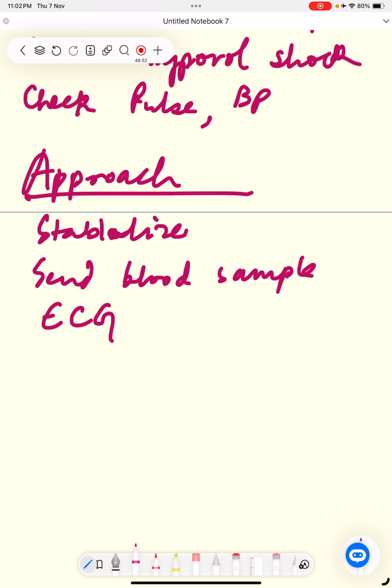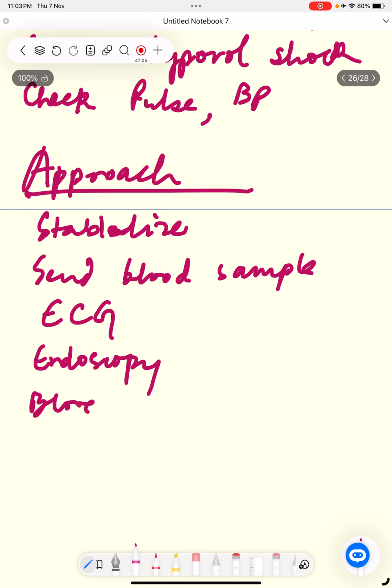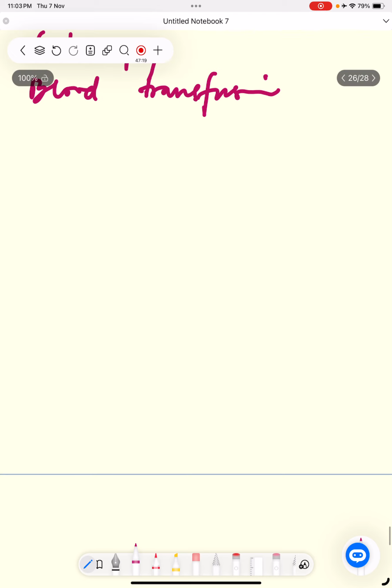In 80% of the cases, bleeding usually stops whenever they are given IV fluid, and again, endoscopy is something that is advised. Blood transfusion is given. It is required in some cases. Sometimes packed cell is given. Platelet transfusion, and for coagulopathy, fresh frozen plasma is advised.